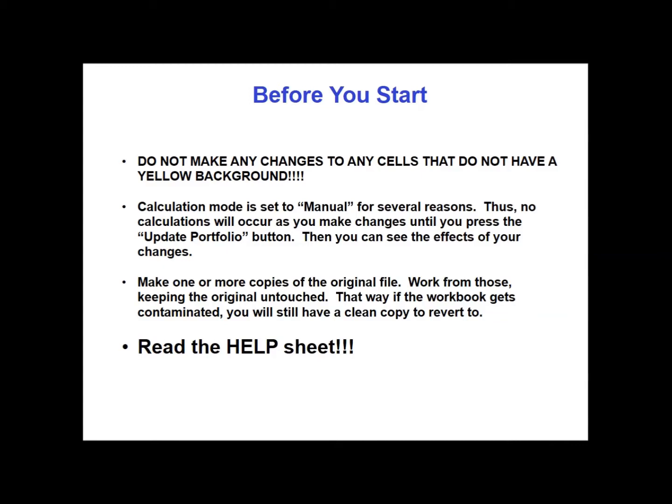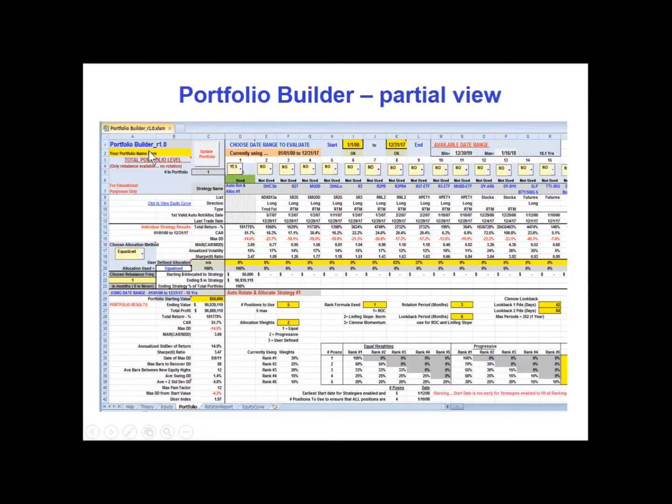Now, the calculation mode is on manual for a number of reasons. So as you make changes in the spreadsheet, nothing's going to happen except the cell you changed. You won't see it update on a real-time basis. So you have to push the update portfolio button. Then you'll see the effects, and then you may want to change some more. And lastly, read the help sheet. I tried to do a pretty decent job, and if you still have problems, then send me an email.